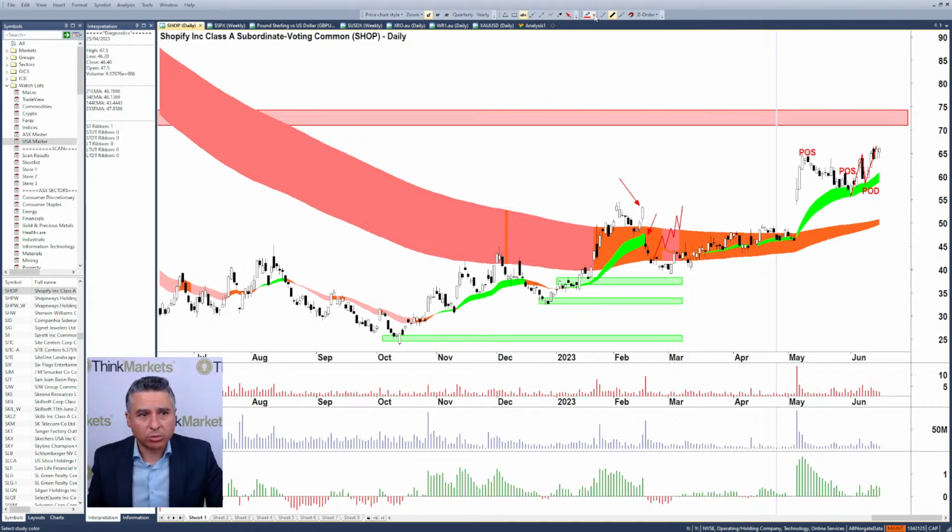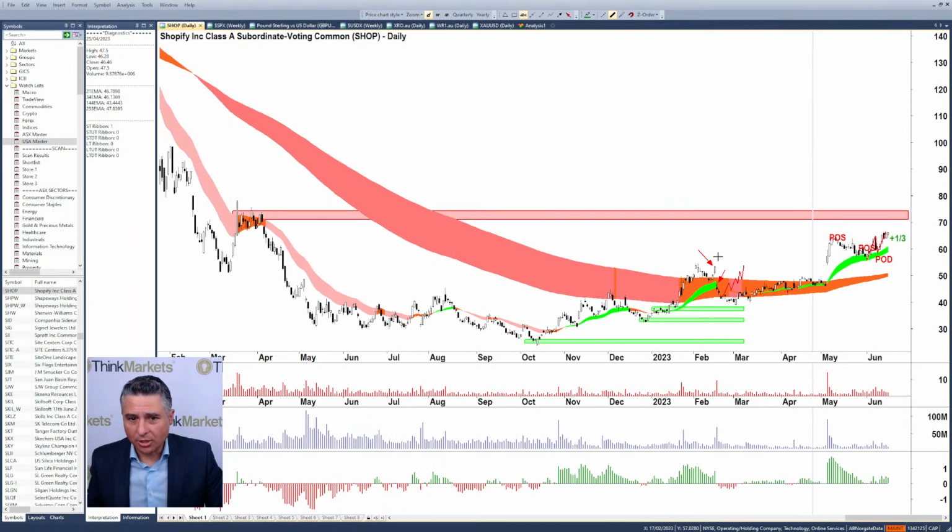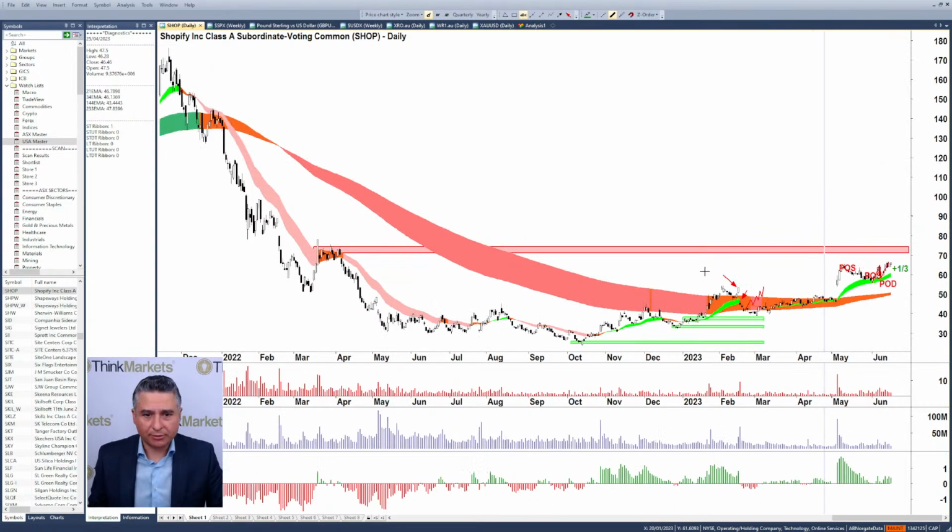This is one I could go plus 1/3 on quite happily. Just a third, no more than that. It's still very, very speculative, and there's still potentially a fair bit I think that could go wrong. But as a turnaround play, I think it's very interesting.